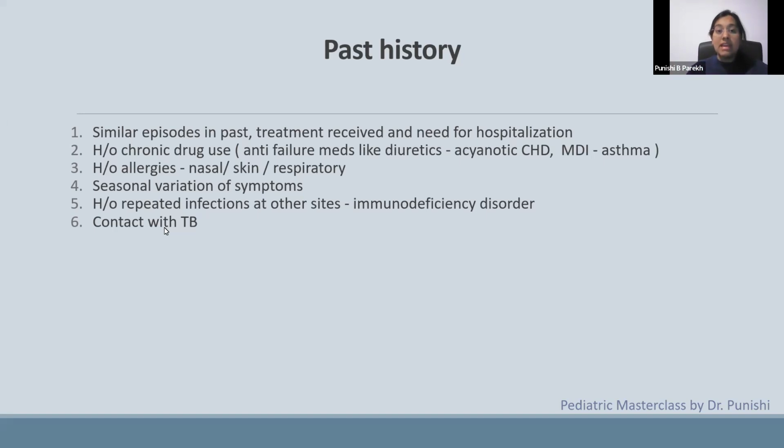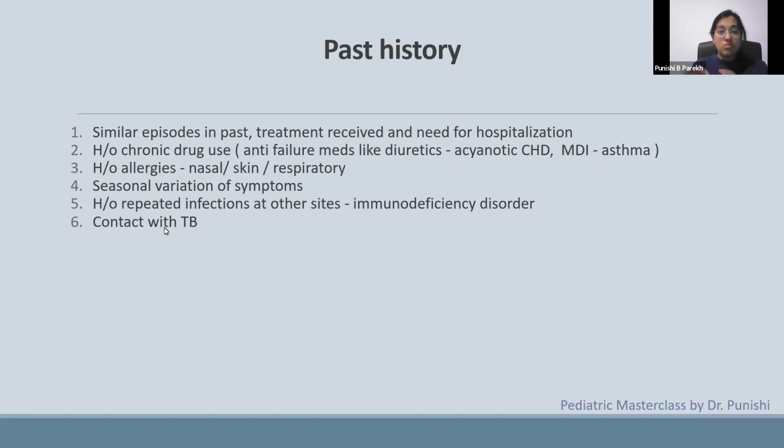That kid might be taking anti-failure medications like diuretics or ACE inhibitors. So chronic drug use will again point towards a certain underlying etiology, which has been long-standing. History of allergies, whether nasal, skin, or respiratory, points towards more of an allergic etiology like allergic rhinitis, sinusitis, etc. For the weather, there is seasonal variation of symptoms.